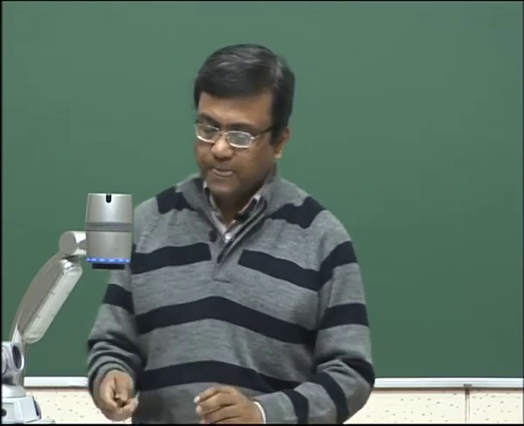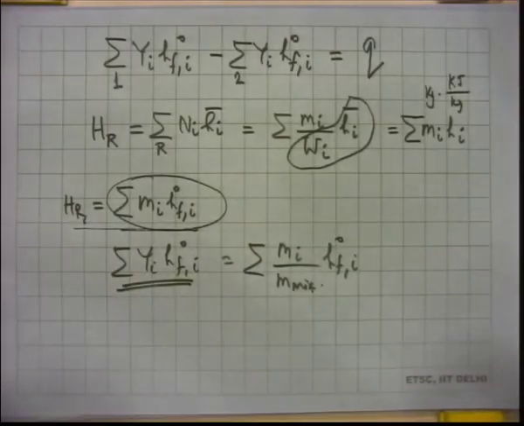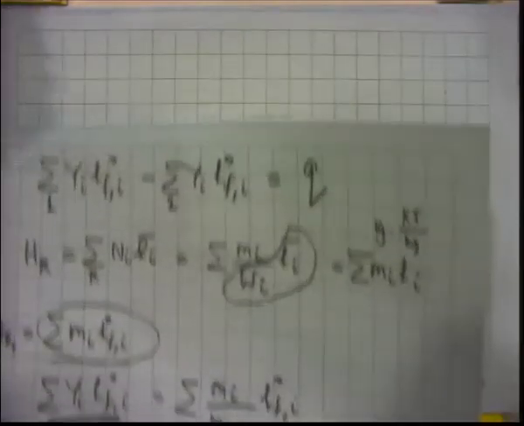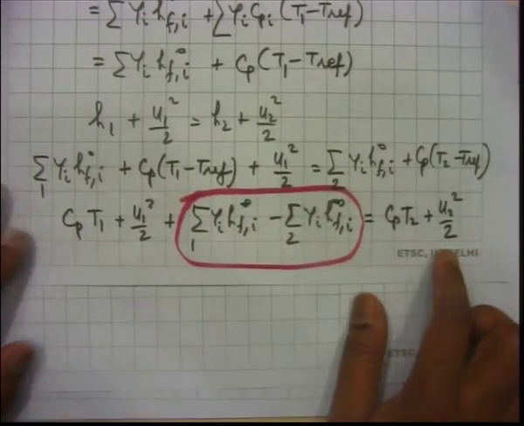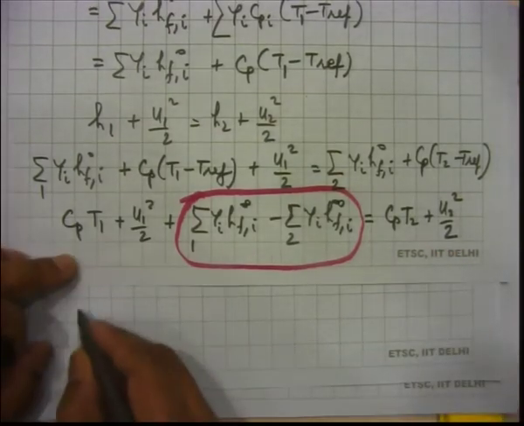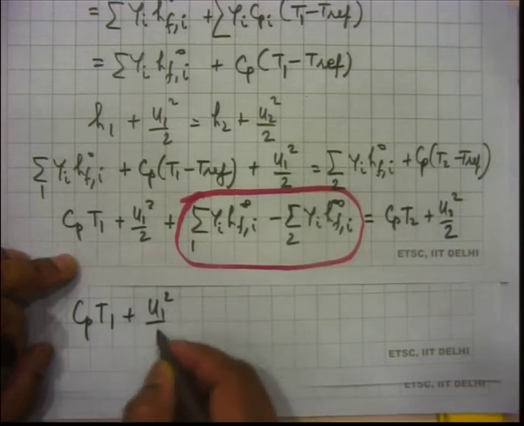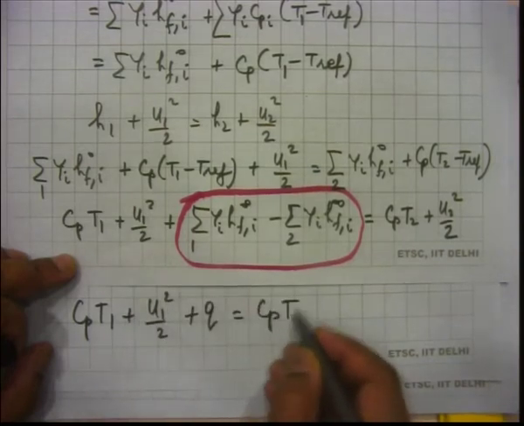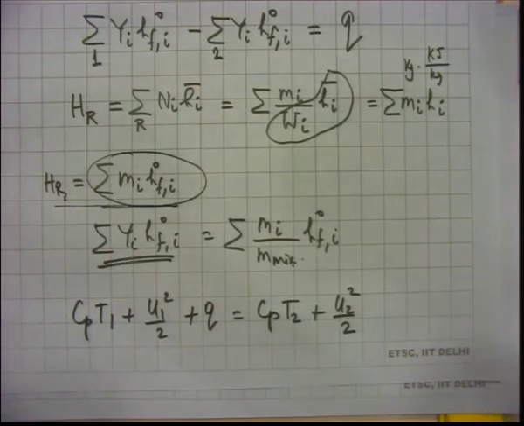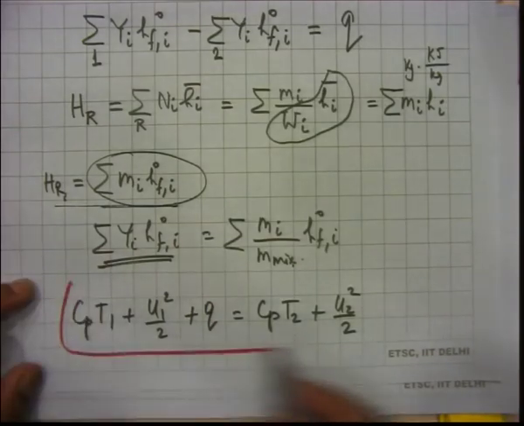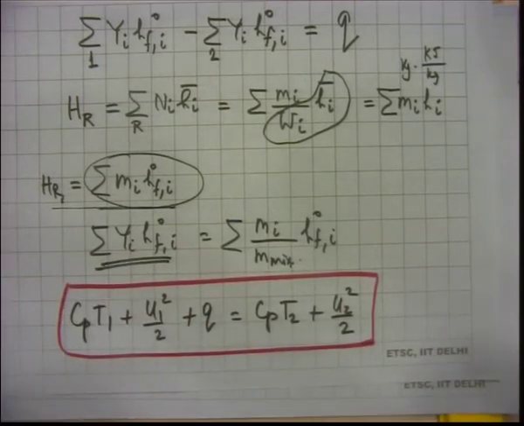That is the difference, but we remember this and we will call this Q. If we call this Q, then looking at the last form of the energy equation that we had, we can say that the energy equation is this.